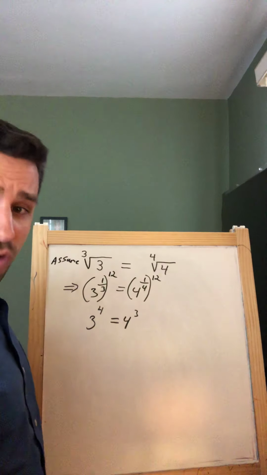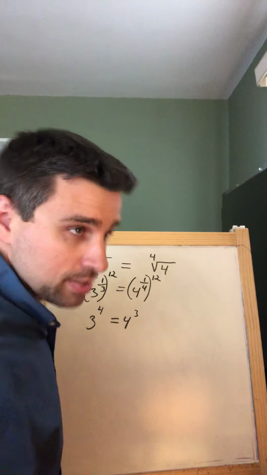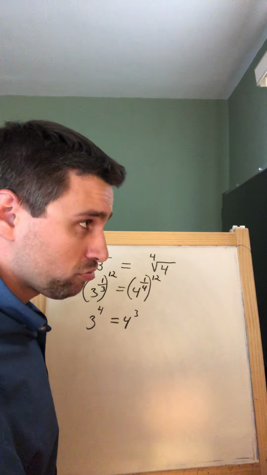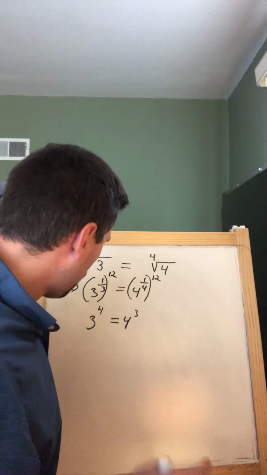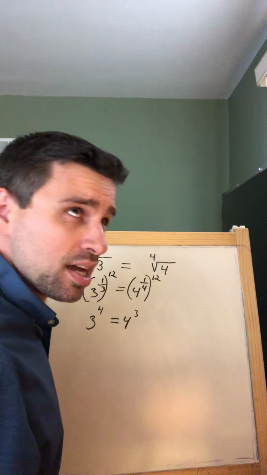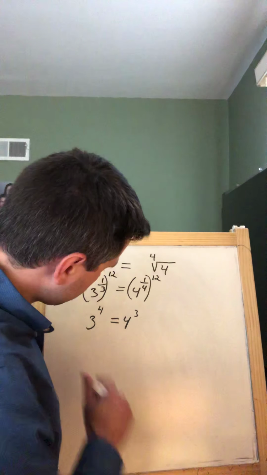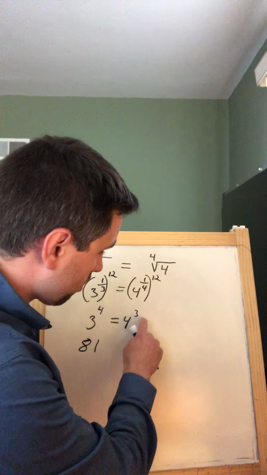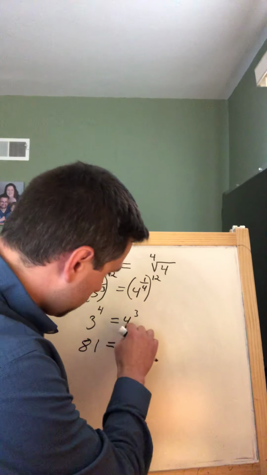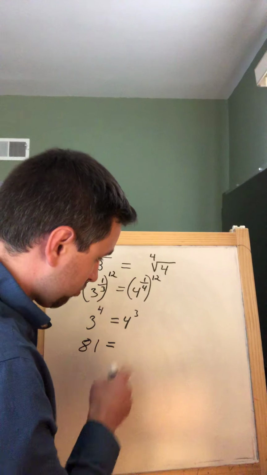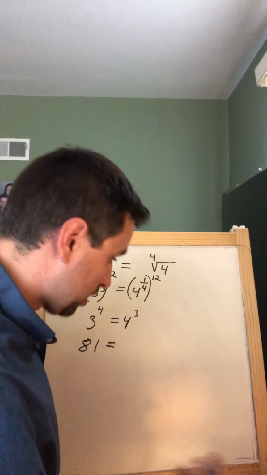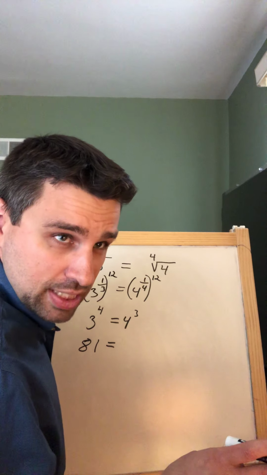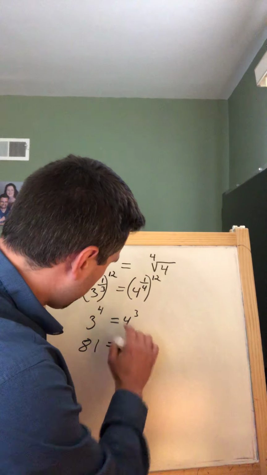Well, what is 3 to the 4th? That's 3 times 3 times 3 times 3. So 3 times 3 is 9, 9 times 3 is 27, and 27 times 3 is, I believe, 81, right? So 3 to the 4th power is 81. And what is 4 to the 3rd power? That's 4 times 4 times 4. 4 times 4 is 16, and 16 times 4 is 64, yeah? So 4 to the 3rd power is 64.